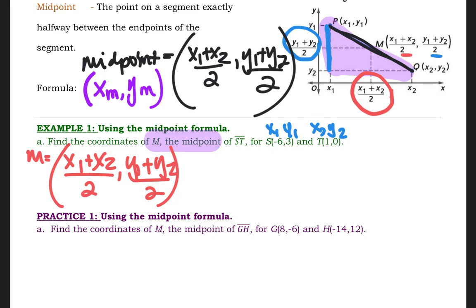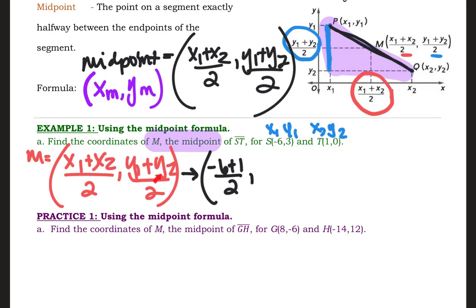All right, so the formula is just saying that we need to add the x's. What is your x1 and your x2? -6 and 1. All right, that's exactly what we're going to add. We're going to add -6 plus 1 divided by 2.